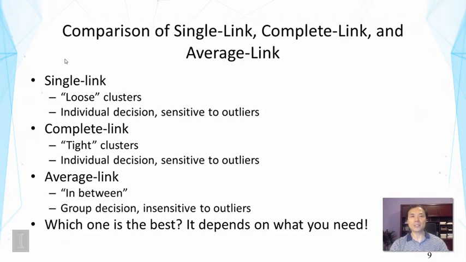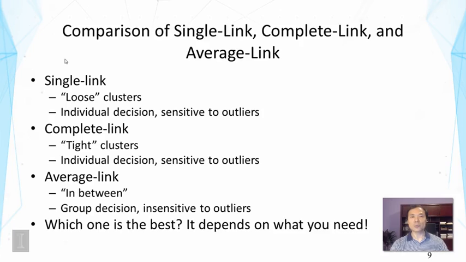The complete link is in the opposite situation, where we can expect the clusters to be tight. And it's also based on individual decisions, so it can be sensitive to outliers. Again, to continue the analogy to having a party of people, complete link would mean when 2 groups come together, they want to ensure that even the people that are unlikely to talk to each other would be comfortable with talking to each other. So ensure the whole cluster to be coherent. The average link, of course, is in between, and it's a group decision, so it's going to be insensitive to outliers.